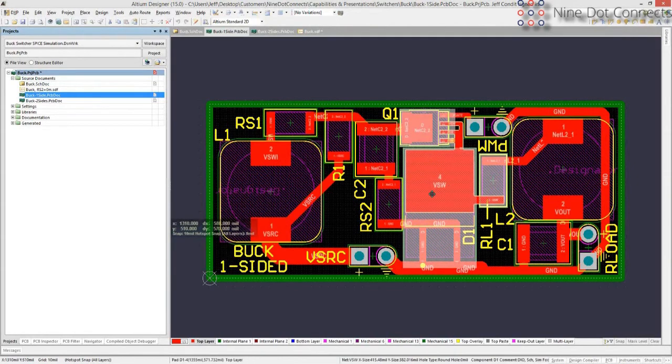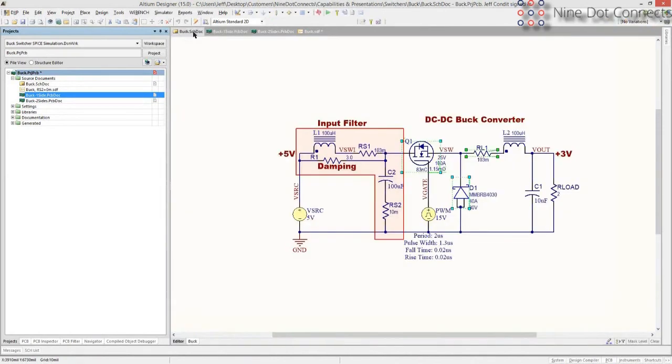What we'll see in a moment is if you look at a loop, you'll find that C2 and RS2 need to be in the same place. So you don't really want them to get further apart because that's part of the current loop that we're trying to minimize. So if we say, well, where is the current loop?